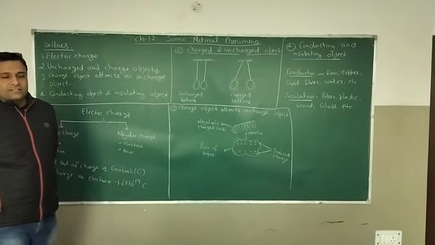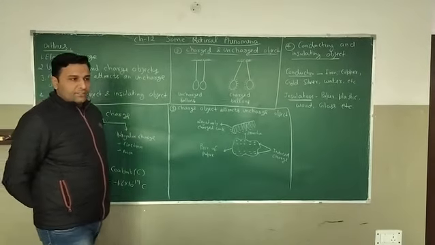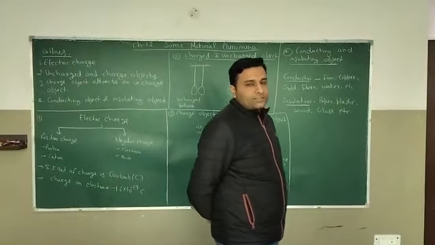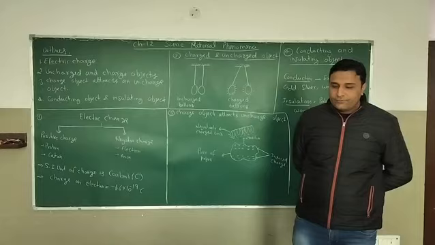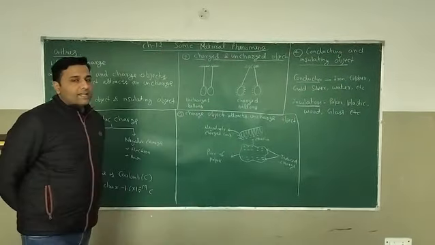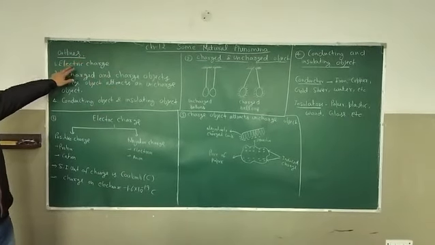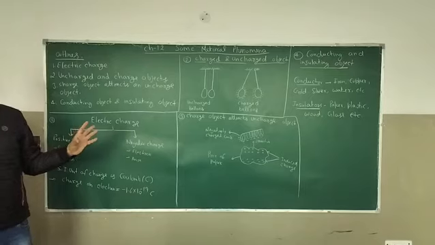Today we are going to discuss chapter number 12, some natural phenomena. In this chapter we will discuss different types of charges and phenomena such as lightning, thunderstorm and earthquake. Here are the outlines of the topics I am going to discuss. There are basically 4 points we will discuss today.